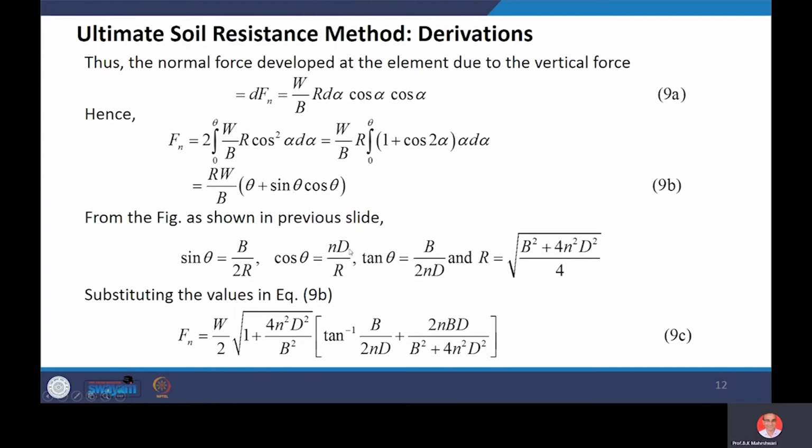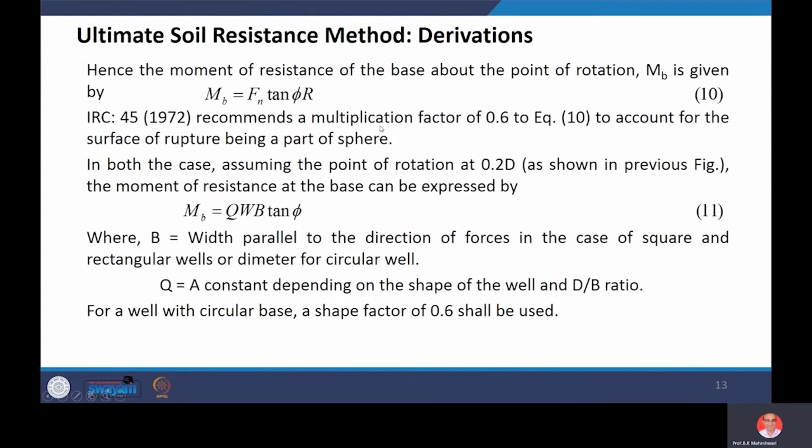Now the values of sin theta and cos theta are given from these relations. Once you get sin theta and cos theta from this figure, B by 2R and ND by R, then tan theta can be found from this relation, and R can be calculated, since sin square theta plus cos square theta will be 1. And once we substitute all these back in equation 9a, then you get equation 9c. All right, continue with that.